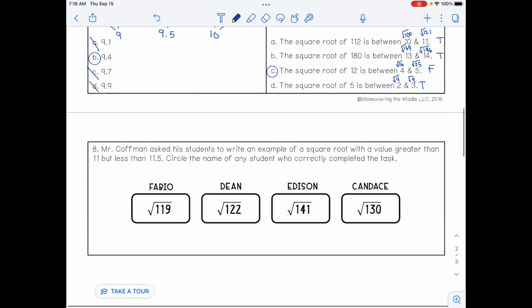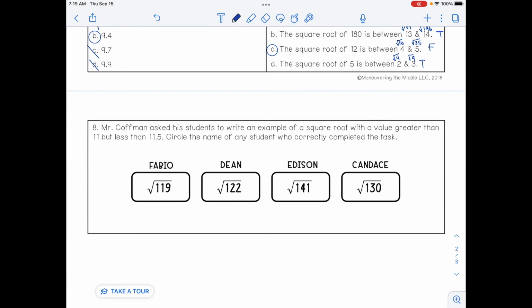And our last problem. So we're looking at Mr. Kaufman had asked students to write an example of square root with a greater value of 11, but less than 11.5. So on my number line, I'm going to do 11 here and 12 here. 11 square root is 121, and then 12 down here is 144. In the middle at 11.5, anything in between, I'm going to highlight it, in between this area is good. Anything outside of it is a no.